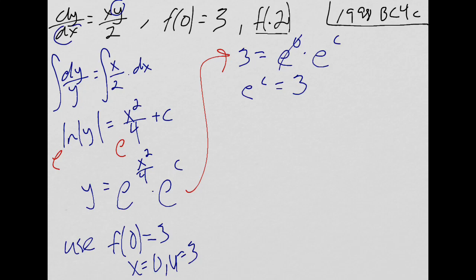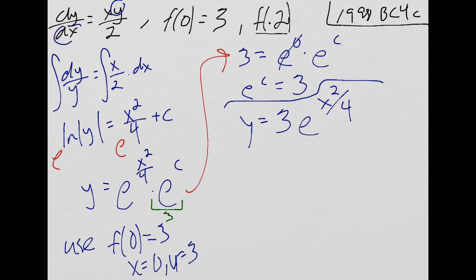So what that tells me, I kind of did this in the other video, is that this guy is going to be 3. Notice it's being multiplied by this thing, so I'm just going to swing it out to the front. When I plug in that e to the c, y equals 3 times e to the x squared over 4. And that's actually my final answer for f of x.